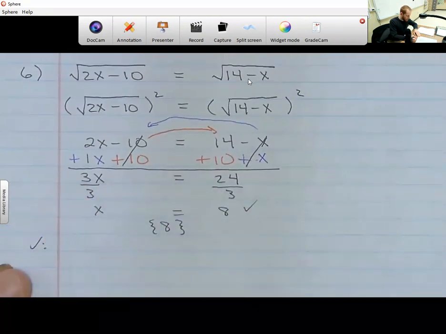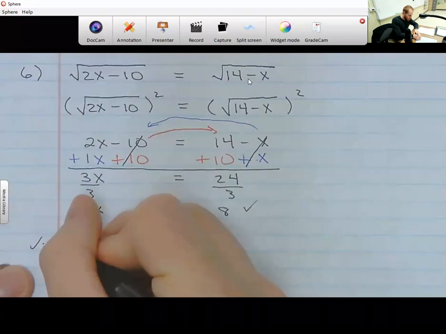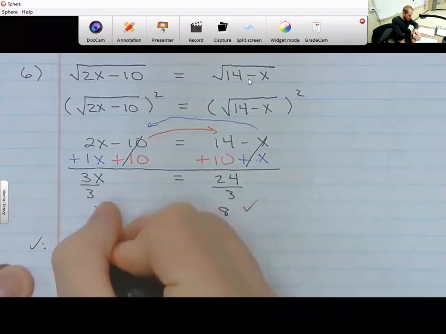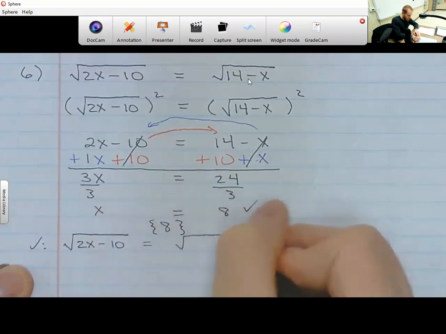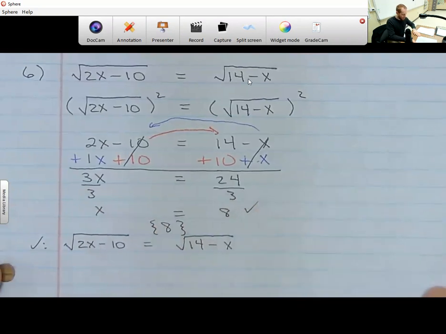Okay, so I write out my equation just the way I see it. 2x minus 10 equals 14 minus x, and both of them are under square roots, just like they were when I originally found it. Now, since x is 8, I'm going to replace every x I see with an 8 and see if it works out.